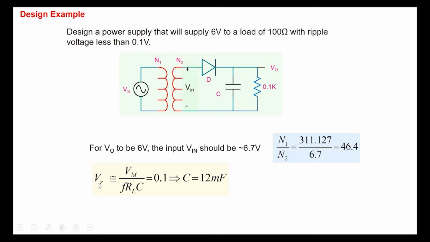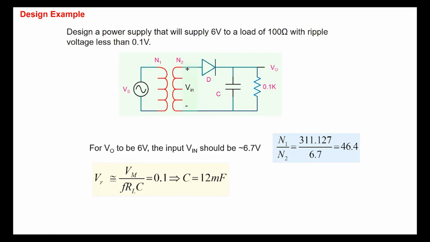For the capacitor, the ripple voltage VR is Vm by F RLC, and that is equal to 0.1 volt here, so that gives us C equal to 12 millifarad. So we know how to choose it. 12 millifarad is a particularly large capacitor, a fairly large size. And so that's one of the prices that one has to pay. If you want to reduce the ripple, you have to use a large value of capacitor, and that makes the design a little bit bulkier, larger in size.